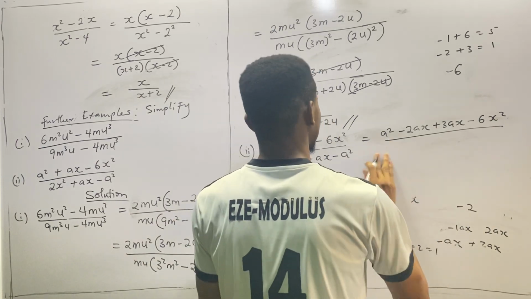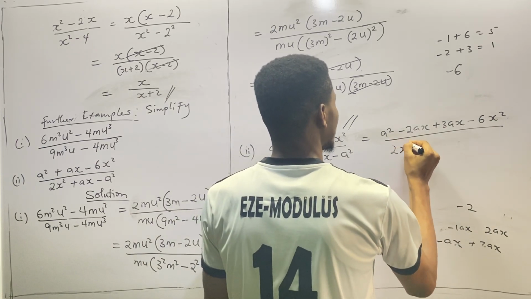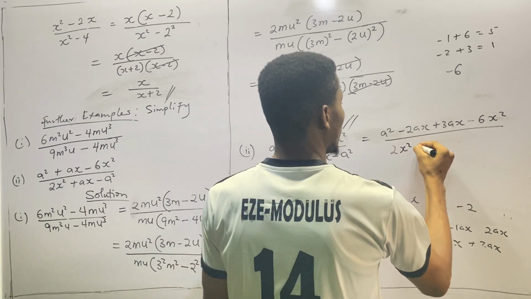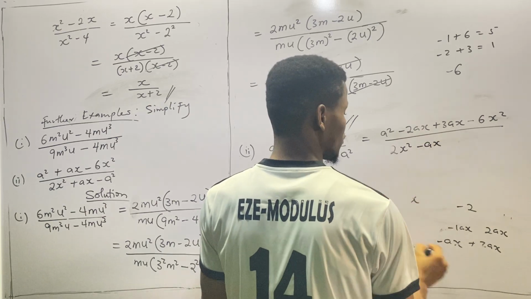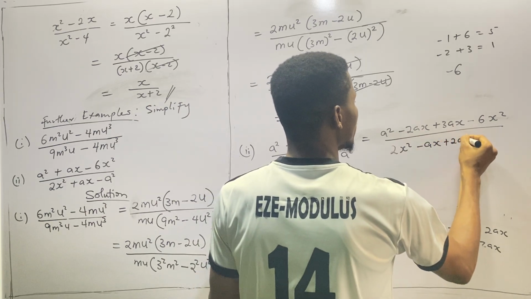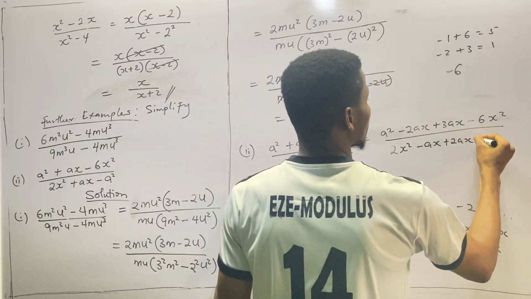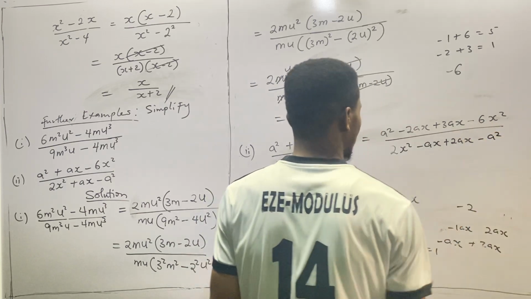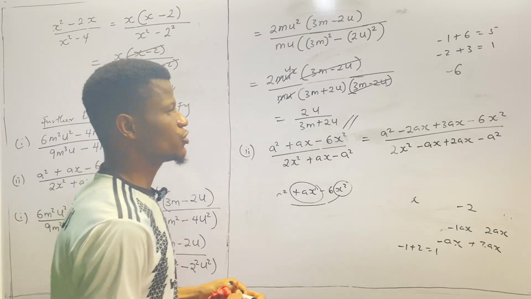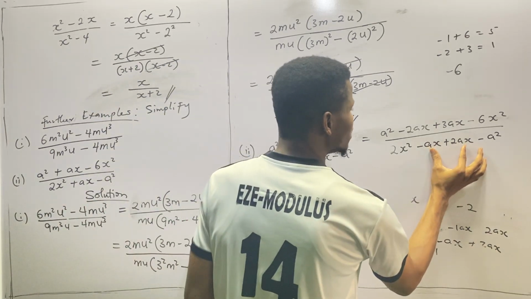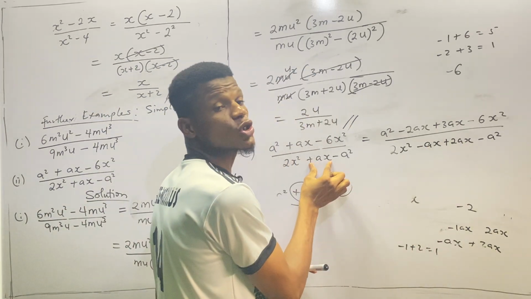So here we have 2x squared minus ax plus 2ax then minus a squared. All right. So if you want to confirm, when you add these two terms, you still get plus ax.